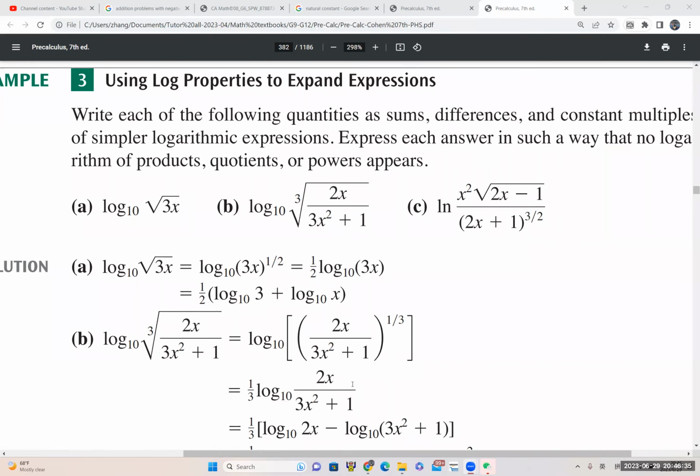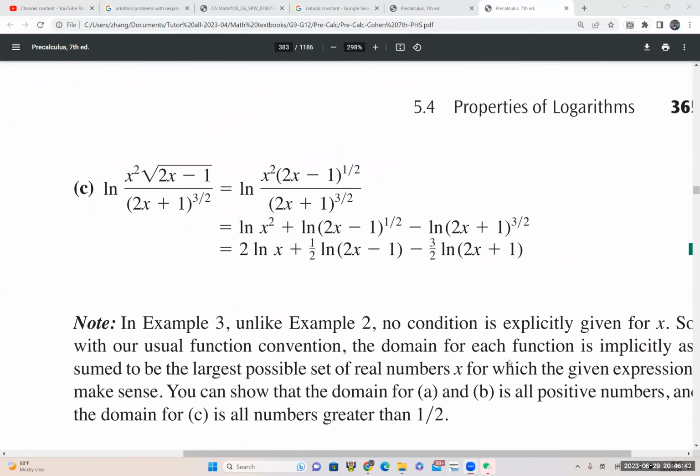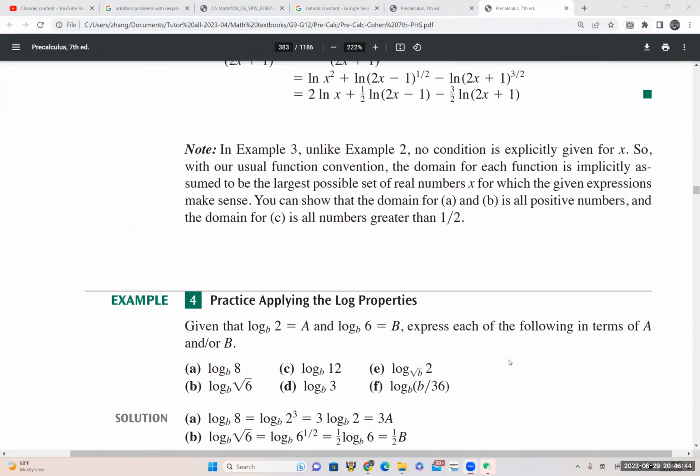Okay, you guys can go through this example. It's not so hard to understand. We will not spend so much time here.